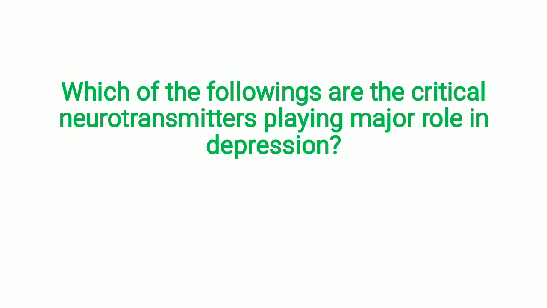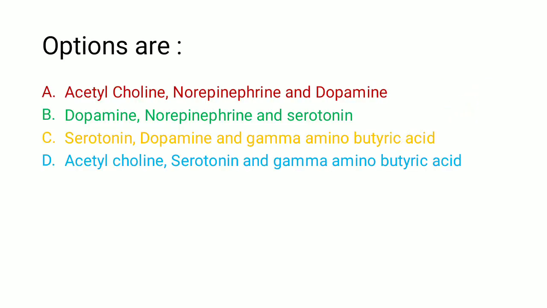The options that are available for this multiple choice question are: first is acetylcholine, norepinephrine and dopamine. Second option, dopamine, norepinephrine and serotonin. Third option is serotonin, dopamine and GABA, that is gamma aminobutyric acid. Option 4 is acetylcholine, serotonin and GABA. GABA is gamma aminobutyric acid, right? So these four options are available and we have to choose the right answer.